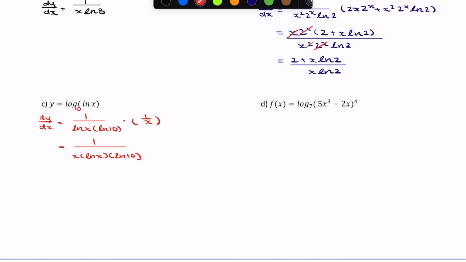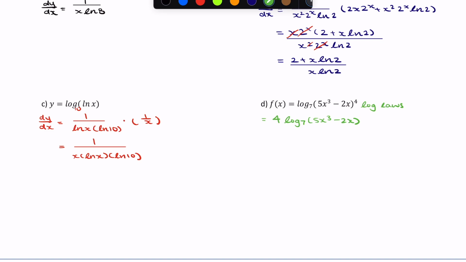Okay, and let's look at d here. So d, we have f of x is equal to log base 7 of 5x cubed minus 2x, all to the power of 4. And here to start, we can use our log laws, and we can rewrite this so it gives us 4 log base 7, 5x cubed minus 2x. And now we can find our derivative.